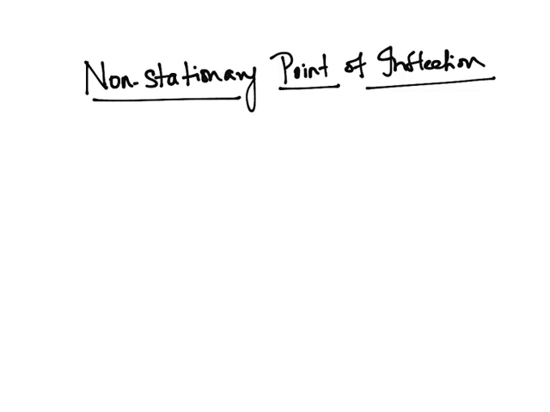Now, what do you mean by non-stationary point of inflection, students? As the name suggests, it is not a stationary point, but still it is a point of inflection. What it means is, at that particular point, the concavity changes from concave down to concave up, or concave up to concave down. Okay, so that is a non-stationary point of inflection. Let me draw a diagram to explain it further.